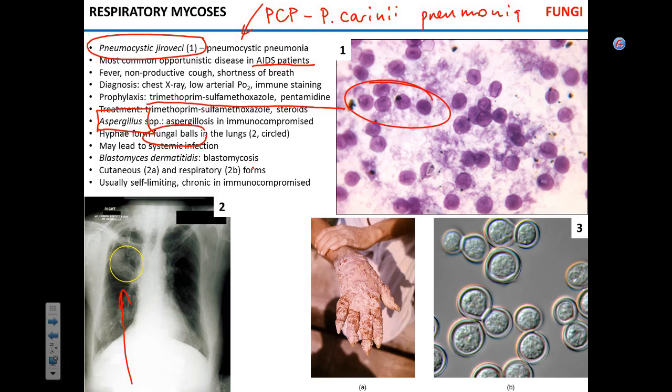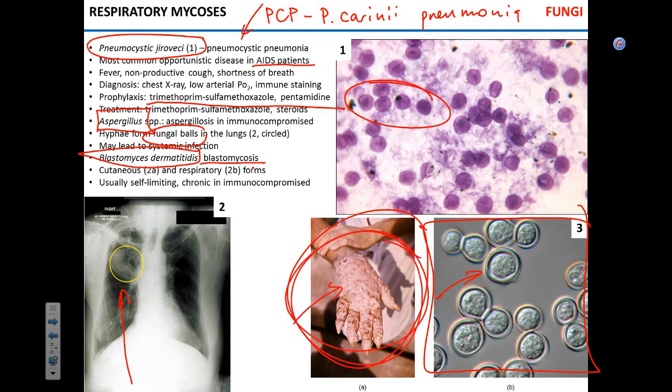Now, Blastomyces dermatitidis is the causative agent for blastomycosis. There's a cutaneous and a respiratory form. So that's the fungal cells in the lungs. In people who are healthy, it's usually self-limiting, usually self-limited to the cutaneous one. Although you can see that in immunocompromised patients like this one, blastomycosis can lead to disfiguring damage of the skin.